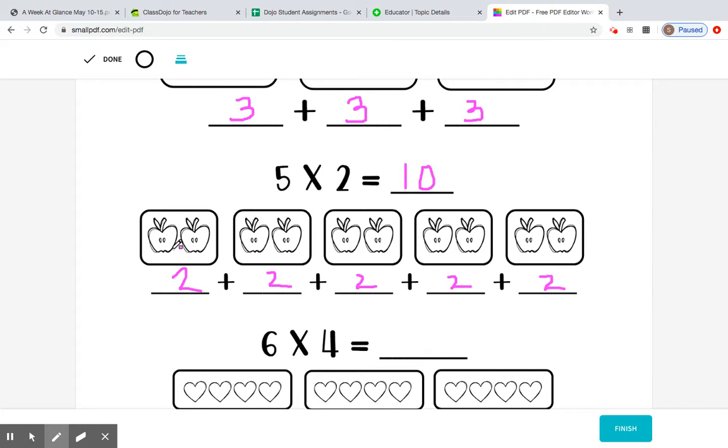And then let's check if we're right. Let's count all the apples. 1, 2, 3, 4, 5, 6, 7, 8, 9, 10.